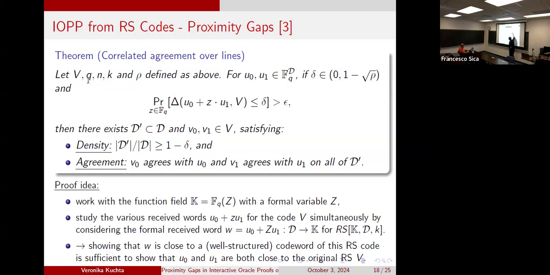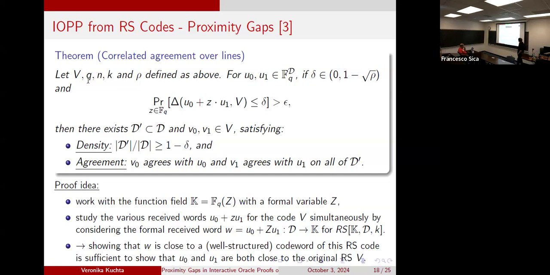The probability should be bigger than negligible. If this is the case, then we can say there exists a dense subdomain in D, which is D prime, and there exists this agreement that V0 agrees with U1 and V1 agrees with U1 on all elements of D prime. So the idea to prove such a proximity gap theorem, or this correlated agreement theorem, is not simple at all.